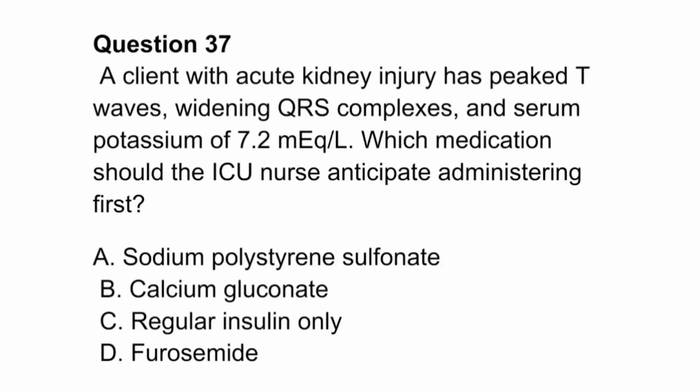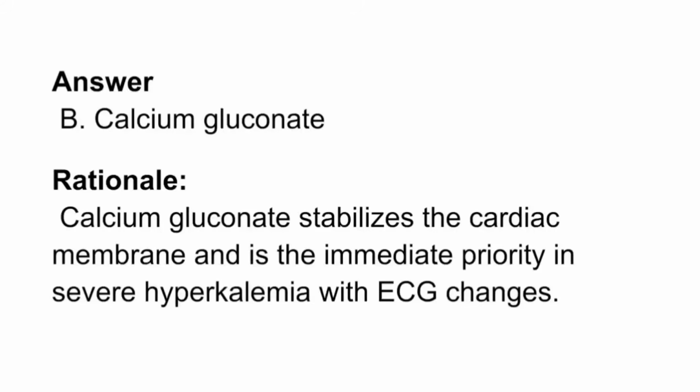Question 37. A client with acute kidney injury has peaked T waves, widening QRS complexes, and serum potassium of 7.2 milliequivalent/L. Which medication should the ICU nurse anticipate administering first? A. Sodium polystyrene sulfonate. B. Calcium gluconate. C. Regular insulin only. D. Furosemide. Answer. B. Calcium gluconate. Rationale. Calcium gluconate stabilizes the cardiac membrane and is the immediate priority in severe hyperkalemia with ECG changes.